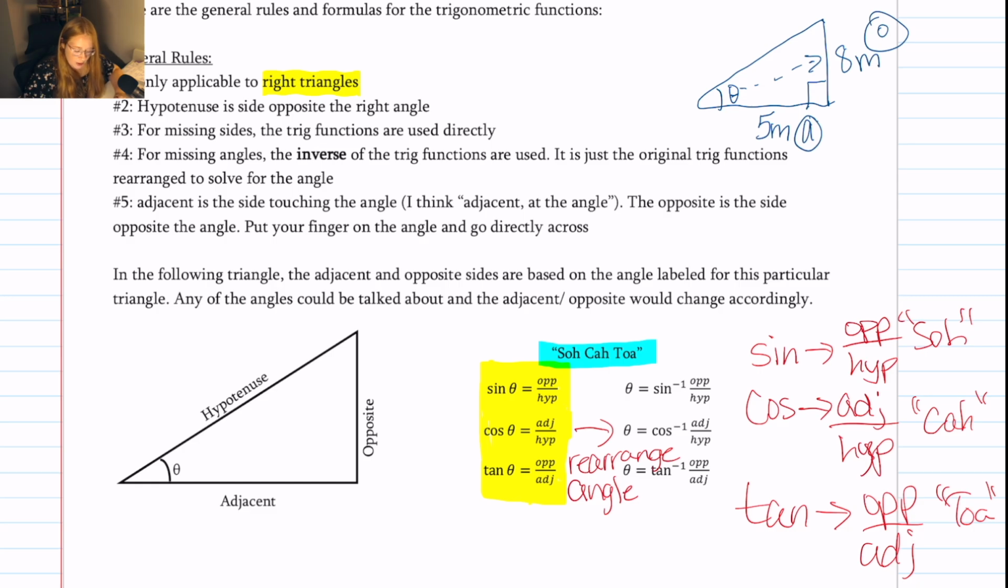And so if I have opposite and adjacent, think about your acronym, opposite adjacent. That would be a TOA. So I'm going to be using the tangent. So I'm going to be taking this formula.